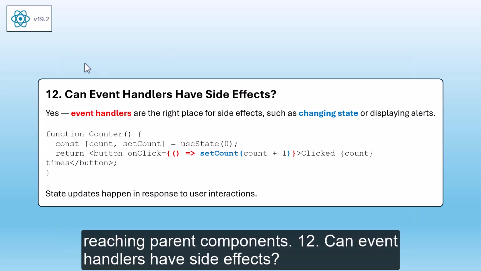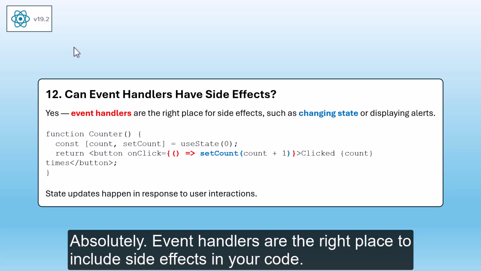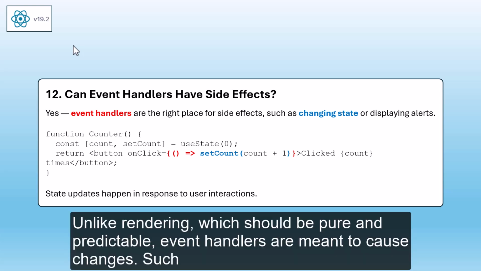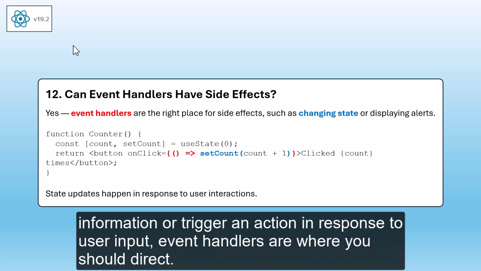12. Can event handlers have side effects? Absolutely. Event handlers are the right place to include side effects in your code. Unlike rendering, which should be pure and predictable, event handlers are meant to cause changes, such as updating state, saving data, or displaying messages. Whenever you need to change information or trigger an action in response to user input, event handlers are where you should do it.